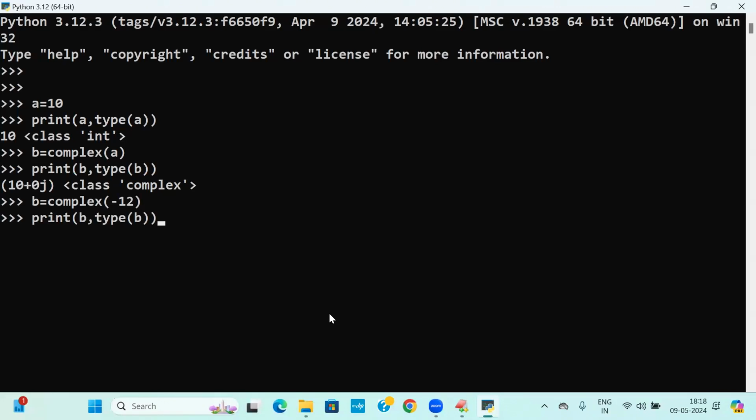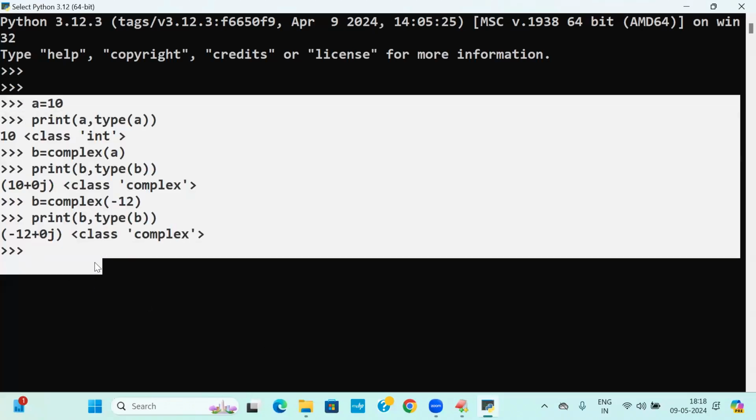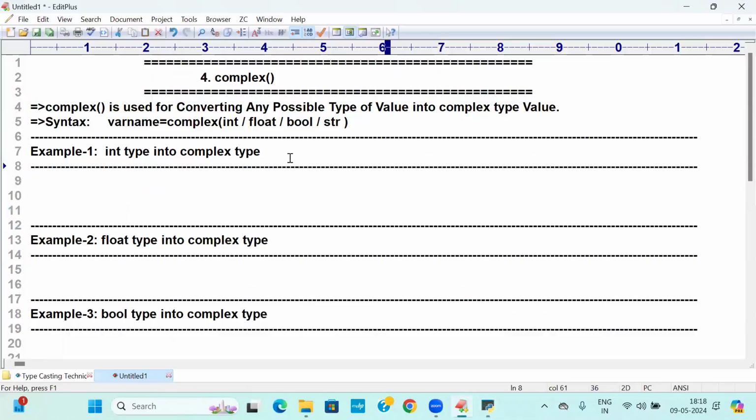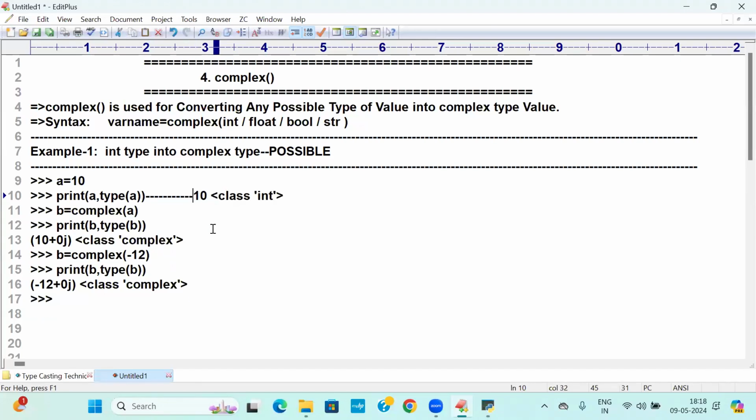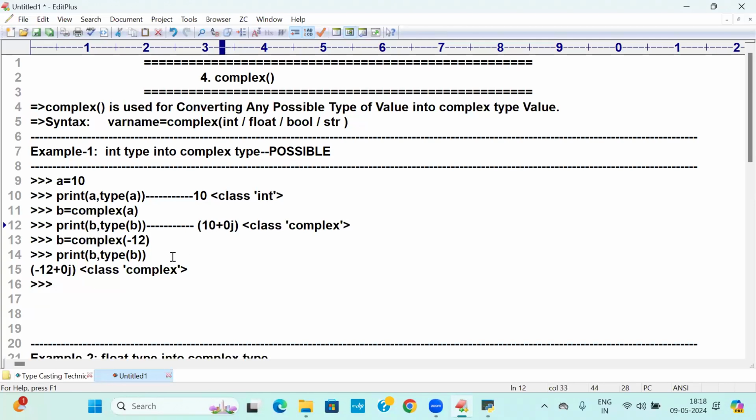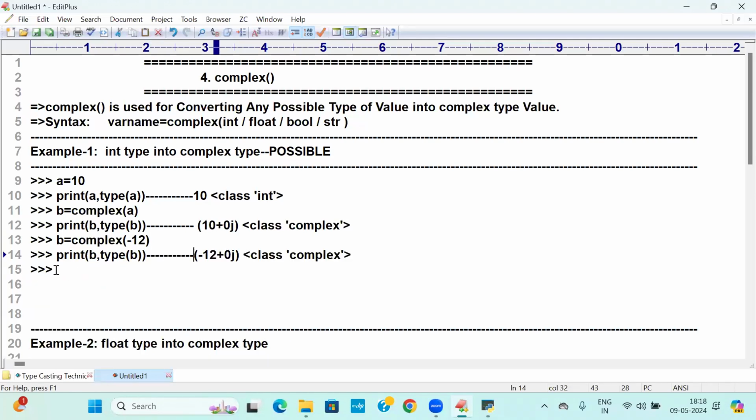Possible. Print this B. It is going to be minus 12 plus 0j. It is possible. Go to this place. Here I am writing possible. There I am writing students. Here I am writing this is the data we have and the complex of this data. And see this now. This value you observe. This is the data we got.